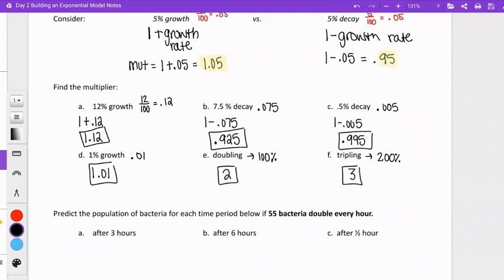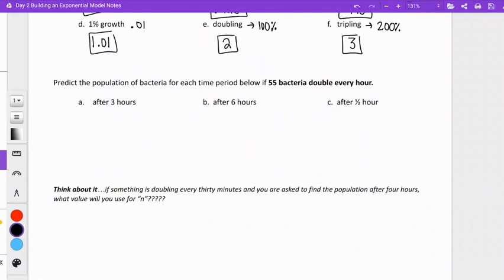And that's sometimes a hard concept for students to grasp. Doubling and having the multiplier be 2 makes total sense, right? 1 plus 1 gives you 2. But sometimes when we talk about tripling, it's a little bit different to think about because we don't really think of 200% and the number 3 going hand in hand. But remember, 1 plus 200% would give us that value of 3. So let's practice a little bit.